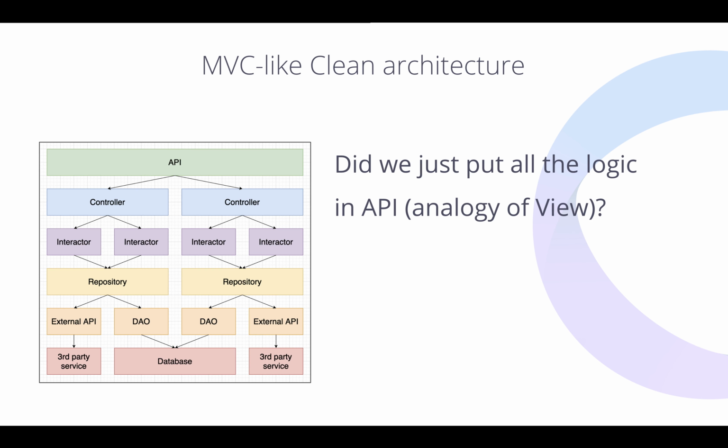Wait, we wanted this architecture, but did we just put all the logic in API? Yes and no, because Books API is actually kind of controller, because it's working only with books. If you had authors, it would be another, like authors API and separate controller. So we have API and controller. But yes, all the logic is located here. And we want to extract more layers to have a proper architecture. So let's do that.